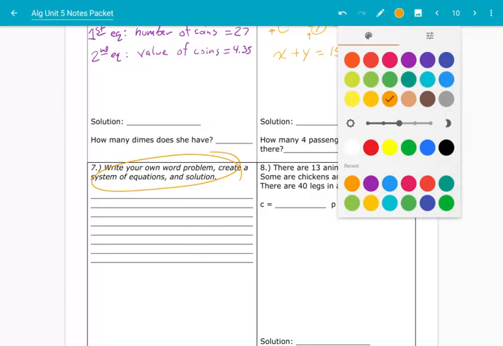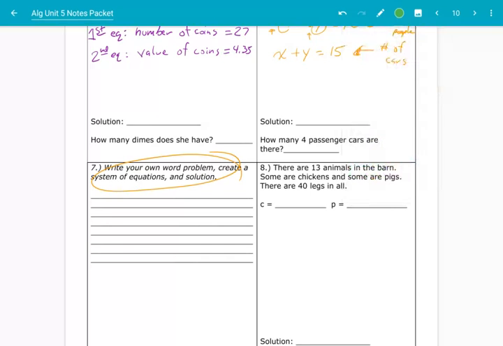But let's look at this last one, and maybe I can give you one final hint. There are 13 animals in the barn. Some are chickens and some are pigs. And there are 40 legs in all. Oh, legs. Interesting. Well, we have the number of animals, and then we have the number of legs. I think you can set that one up yourself. One equation will be the number of animals, and one equation will be the number of legs. How many legs does each animal have?